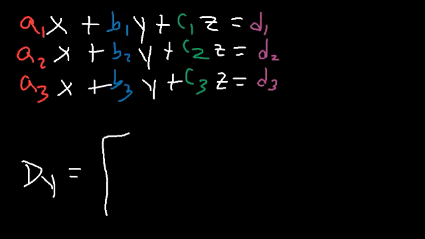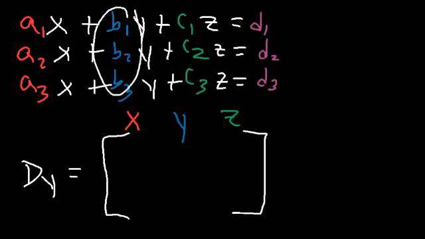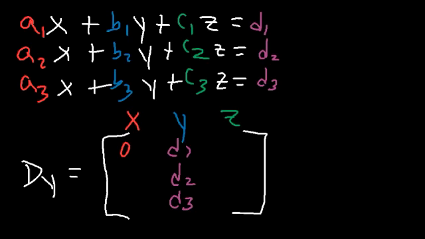So for dy, we have the x, the y, and the z column. This time we're going to replace the coefficients of y with d1, d2, and d3. So this is going to be in the middle. And then on the left, the coefficients of x are going to remain the same. And on the right side, we're going to have c1, c2, c3. So that's how you set up the 3 by 3 matrix for dy.